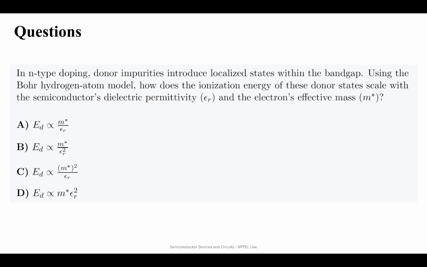In N-type doping, donor impurities introduce localized states within the band gap, using the Bohr hydrogen atom model. How does the ionization energy of these donor states scale with the semiconductor's dielectric permittivity and the electron's effective mass m star? Option A, ED is proportional to m star by epsilon r. Option B, ED is proportional to m star by epsilon r square. Option C, ED is proportional to m star square by epsilon r. Option D, ED is proportional to m star times epsilon r square.